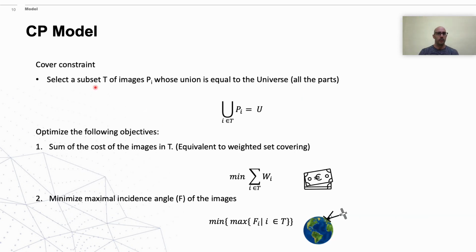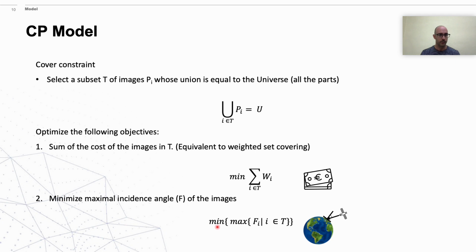Now let's see the CP model for this problem. First, we have the covering constraint that indicates that the union of the images that belong to a cover T must be equal to the universe. And then let's see how we model each one of the objectives. First, the cost is equal to the sum of the costs of the images that belong to the cover. These two constraints, the covering constraint and the cost constraint, are identical to the weighted subcover constraints.